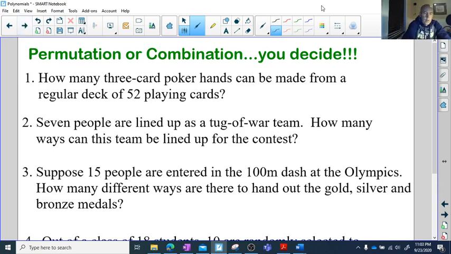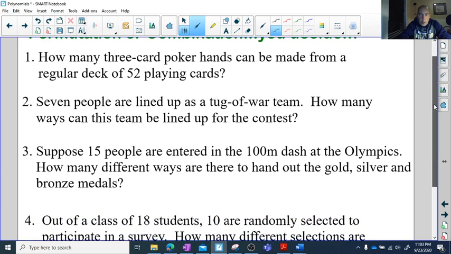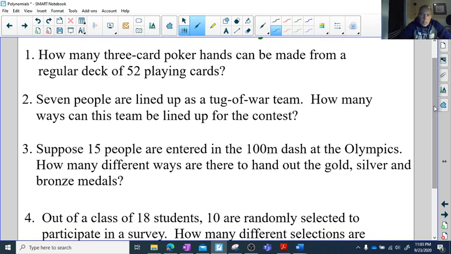Now, just before we go any further, I want to identify whether these scenarios are permutations or combinations, and we'll write out a permutation or a combination. We won't actually calculate them. Hopefully you figured out how to do that on your calculator on the last slide. So let's look at the first one.